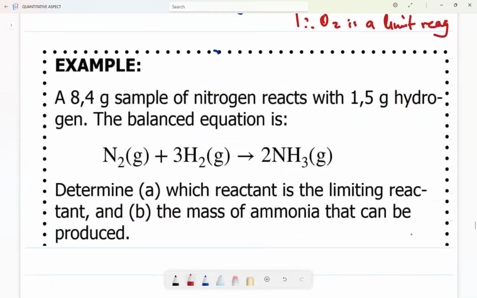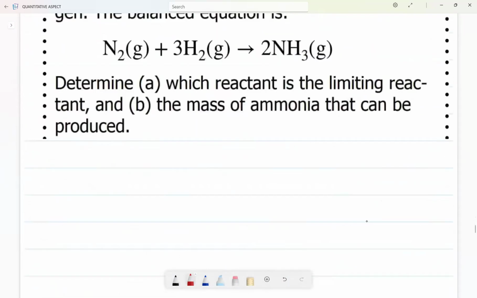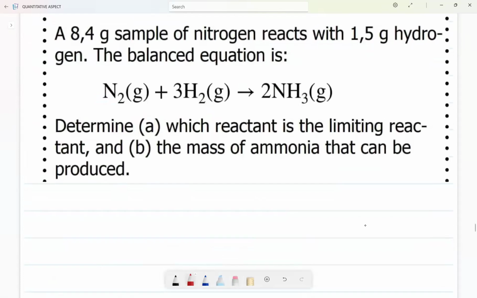Okay, now let's look at the actual question. In here they say, a 8,4 gram sample of nitrogen reacts with 15 grams of hydrogen, and the balanced equation is as follows. So determine number A: which reactant is the limiting reactant, or reagent?